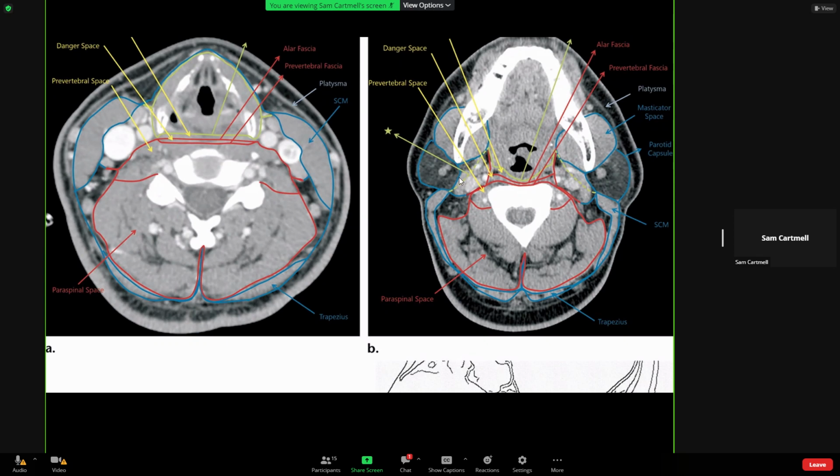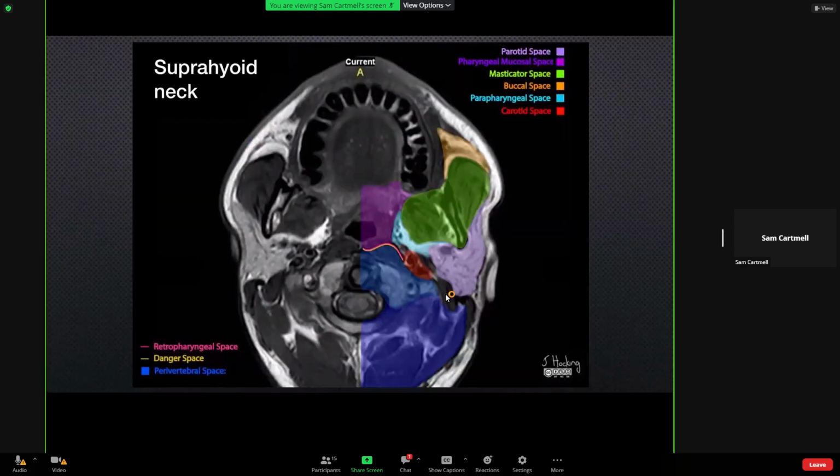Here's another depiction of those spaces, color coded on an MRI. I've simplified some of the spaces in our earlier discussion. There are a couple more here we haven't talked about yet, like the buccal space, but basically it's the same idea.